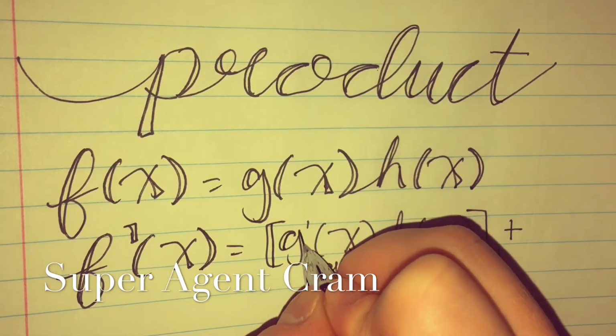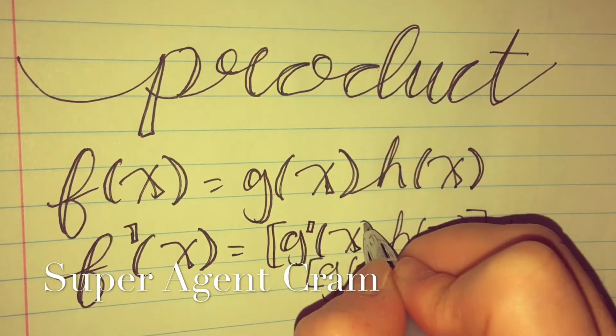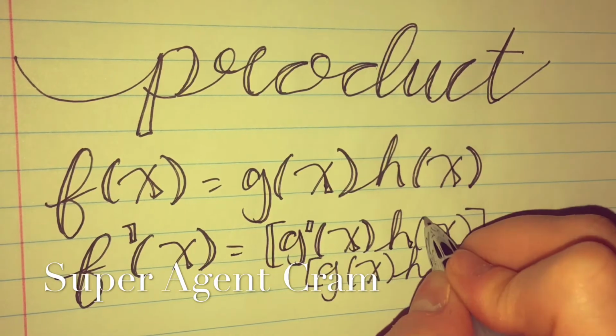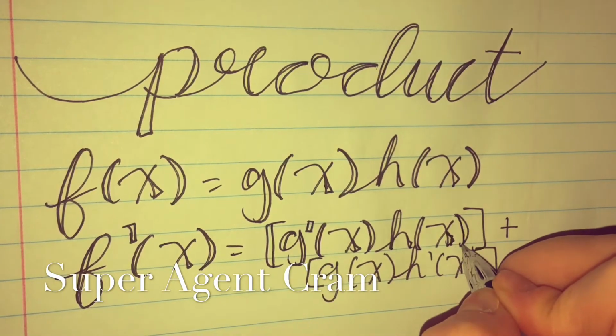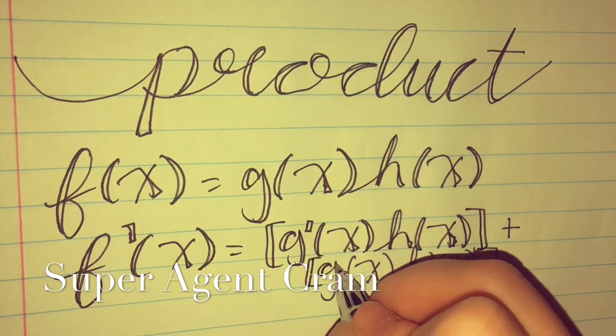You can remember this rule as being the derivative of the first function times the second function plus the first function times the derivative of the second function.